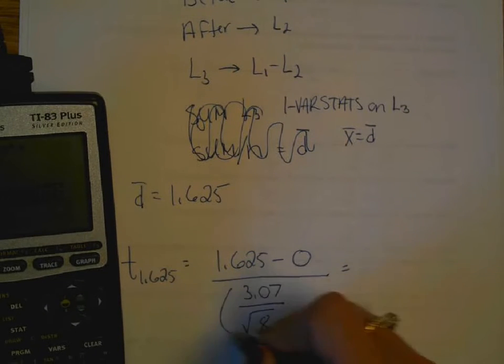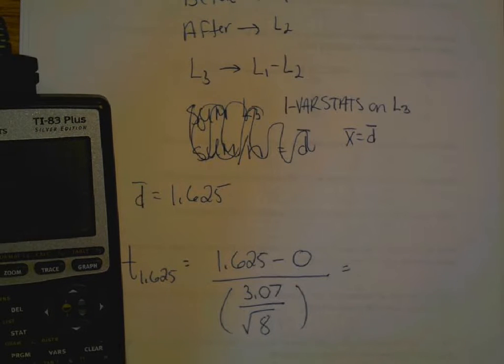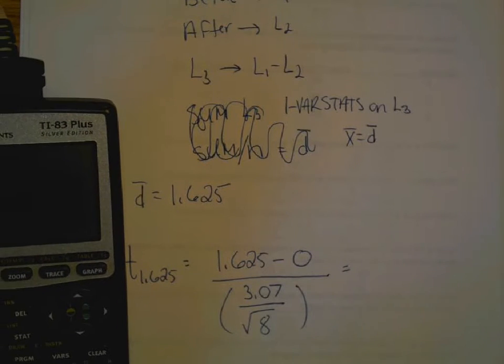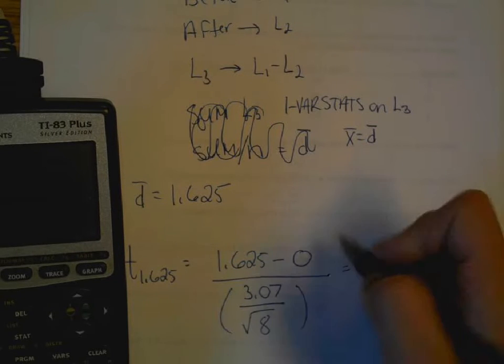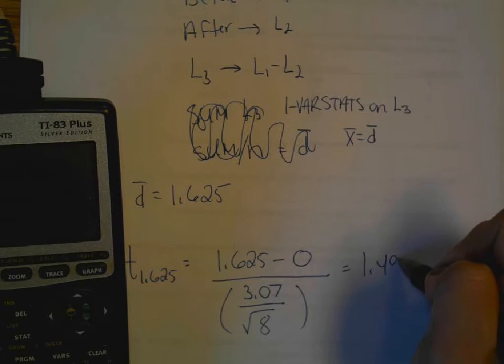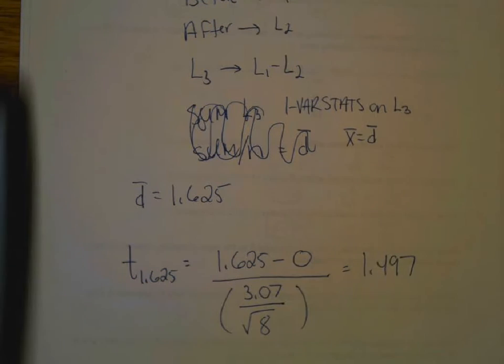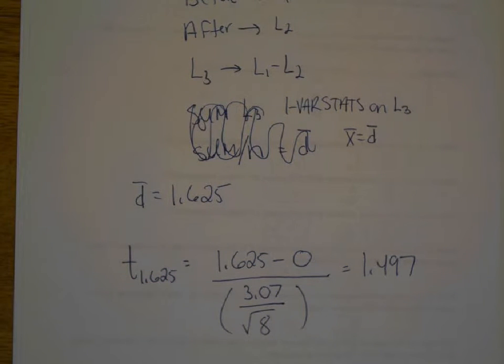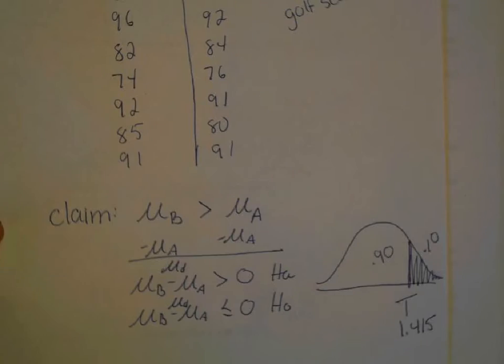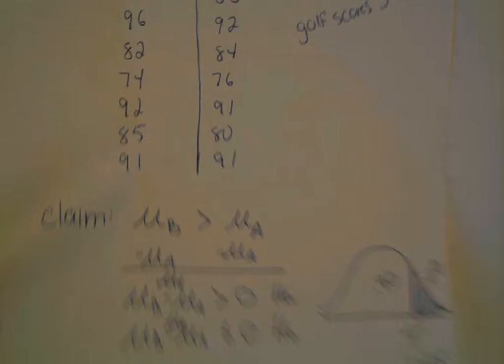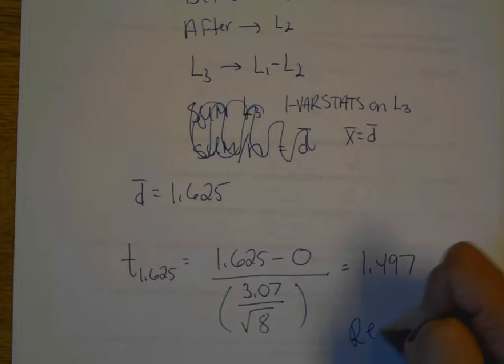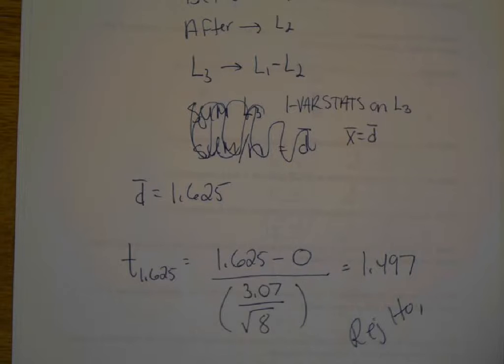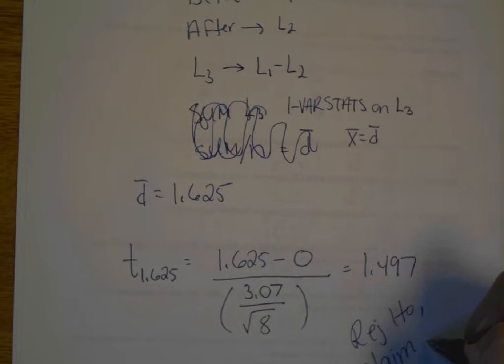And now it's calculator work. You need parentheses around the denominator. So if we've got 1.497, where does that put us? In the shaded, so we're going to reject null. Claim is true. Their golf clubs are good.